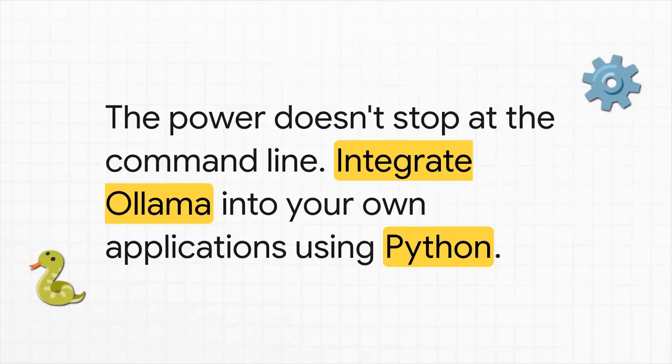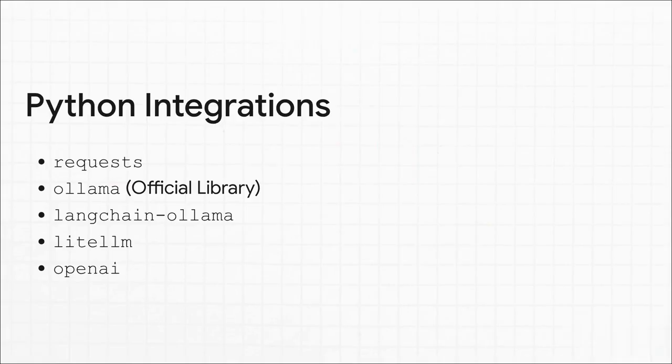But it doesn't just stop at the command line. For all you developers, you tinkers, you creators out there, you can plug Ollama's brain directly into your own apps using Python. And you've got a bunch of ways to do it. You can do simple web requests, use the official Ollama library, which is super easy, or you can hook it into big boy frameworks like LangChain.